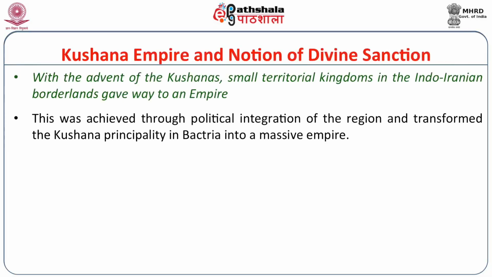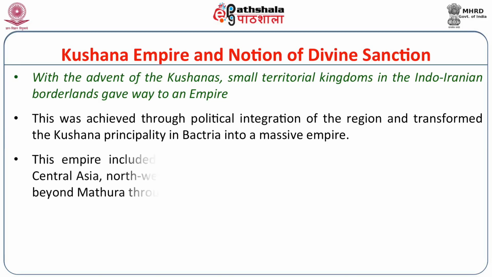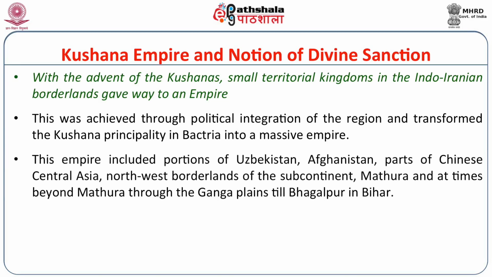On the other hand, the Kushana rulers, who were nomadic without having any kind of legacy of forming an empire, became settled and formed a large empire which extended from Central Asia to South Asia. This was achieved through political integration of the region and transformed the Kushan principality in Bactria into a massive empire. This empire included portions of Uzbekistan, Afghanistan, parts of Chinese Central Asia, northwestern borderlands of the subcontinent, Mathura, and at times beyond Mathura till the Ganga plains and till Bhagalpur in Bihar.